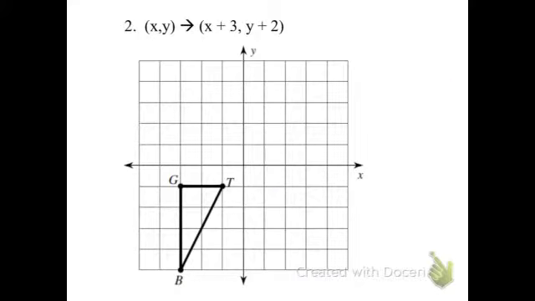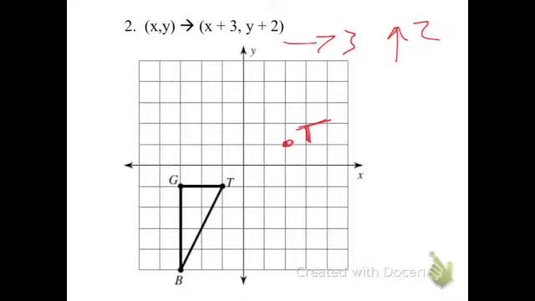On 2, this function tells you to add 3 to the x's. That means go right 3. And then add 2 to the y, that means go up 2. And so all these points are going to go right 3, up 2. So T here, if I go right 3 and up 2, it's going to be right there. So there's my T prime.